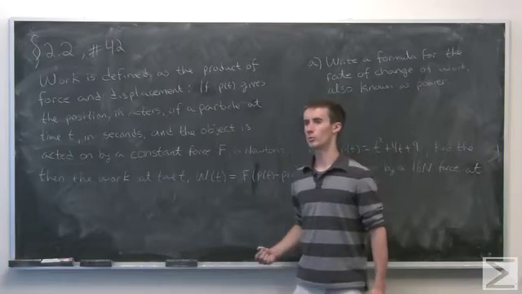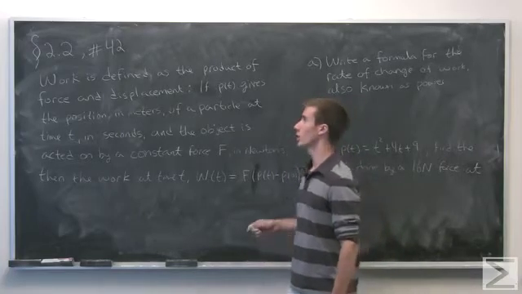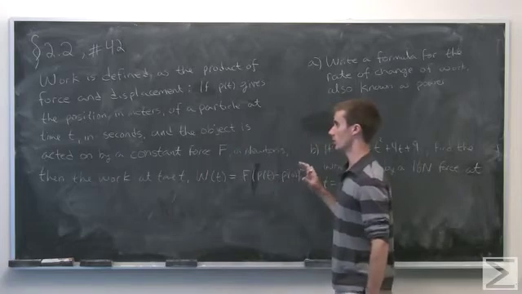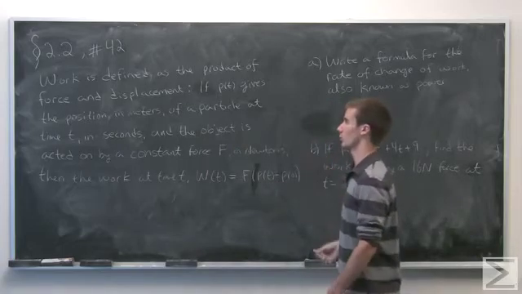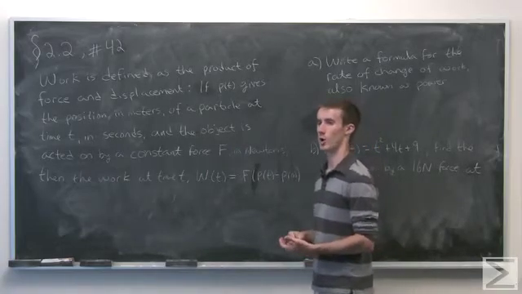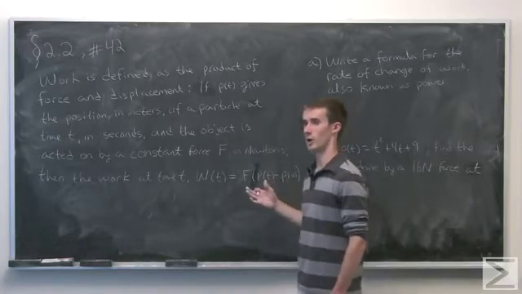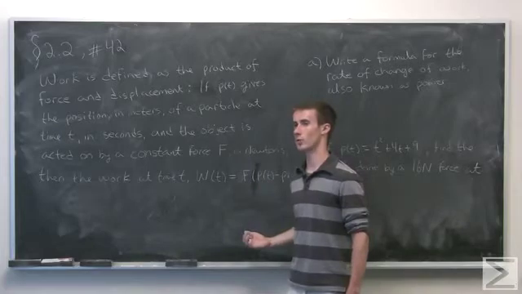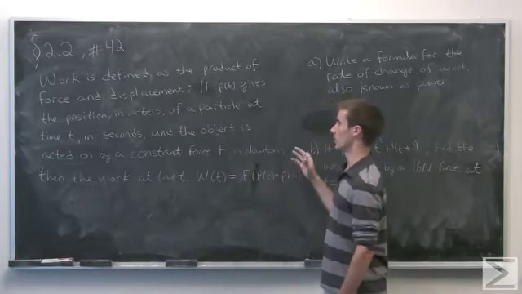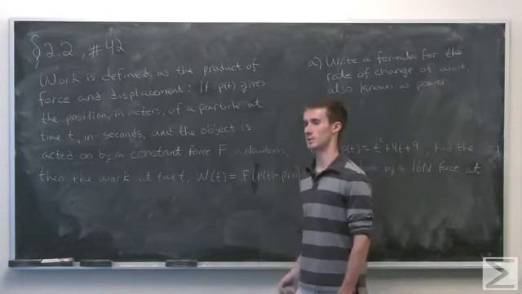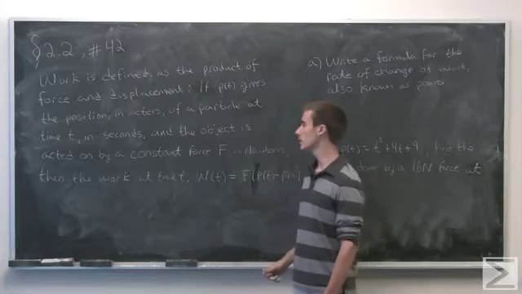All right, in problem number 42 of section 2.2, we're asked to look at a physical quantity called work, which is defined as the product of displacement times force. We're assuming that we have an object acted on by a constant force, and we have a function p of t giving the position of the object in meters.